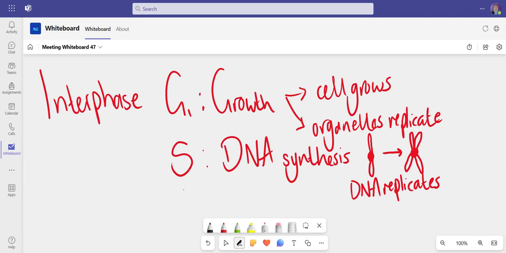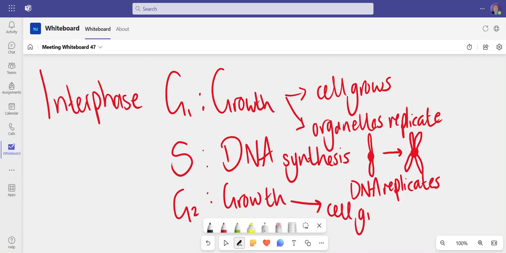The final stage of interphase is G2, so another growth stage. Again, the cell can grow. And the other thing that happens in that stage is the cell checks the new DNA. So we've replicated the DNA and it just double checks that the new chromatid of that chromosome is right. So it checks the DNA.